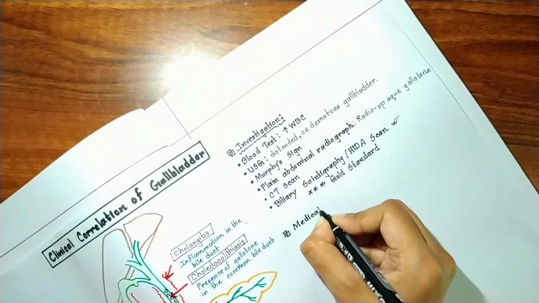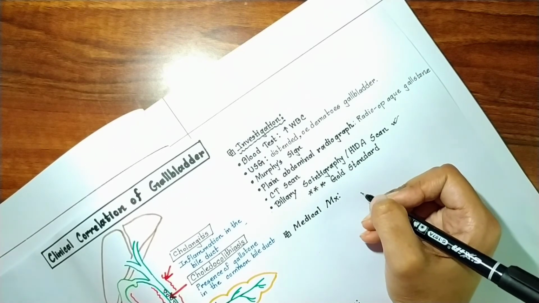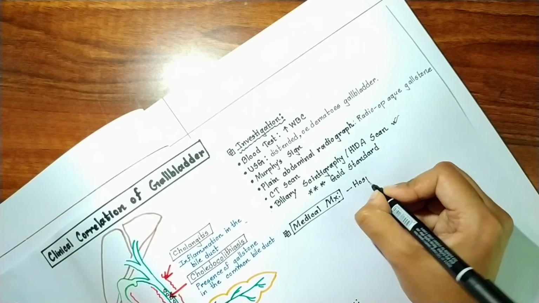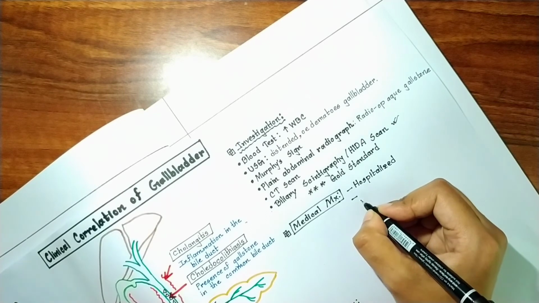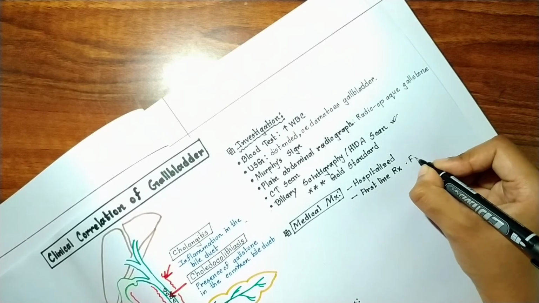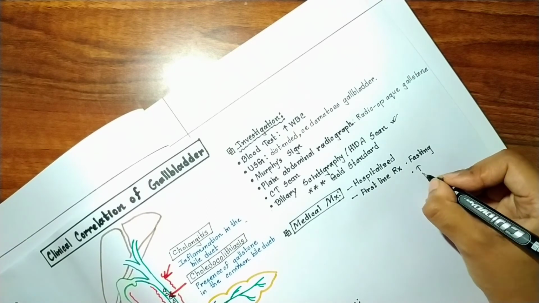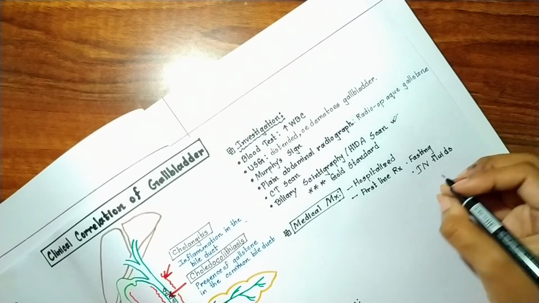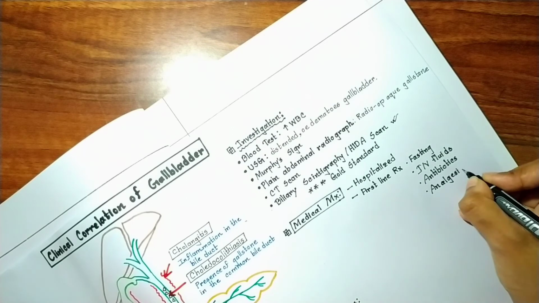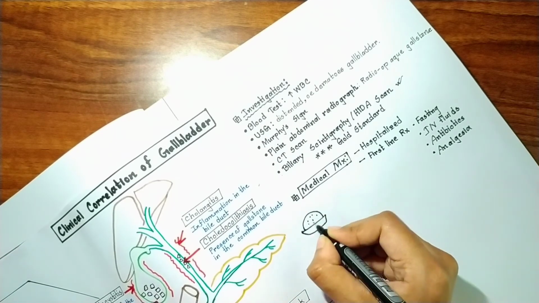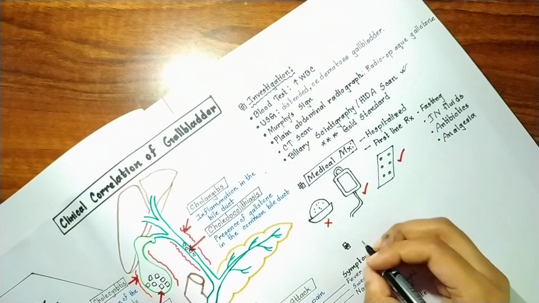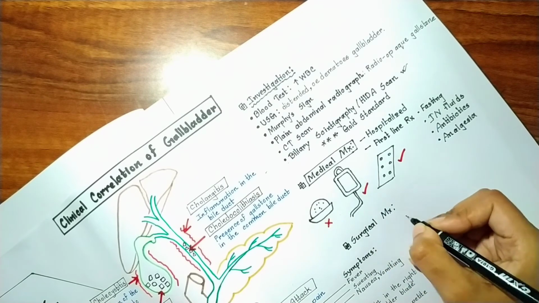There are two types of management given to a patient of cholecystitis. One is medical management. Patients suspected of having acute cholecystitis should be referred to hospital immediately. First-line treatment includes fasting, IV fluids, antibiotics, and analgesia. Patient won't be able to eat or drink, so first-line treatment should be recommended. Another one is surgical management.